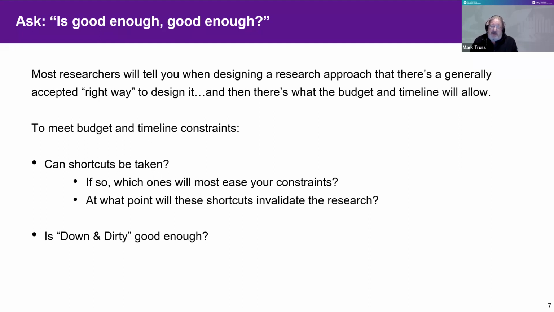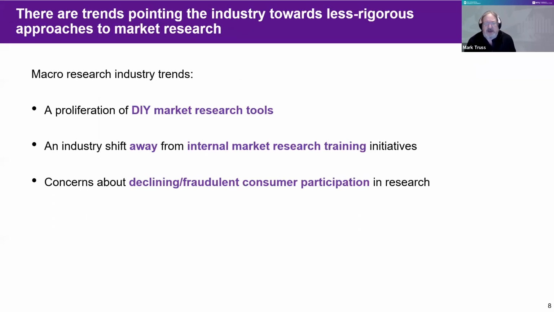But then also, at what point do you take so much rigor out of the process that the research or the data is no longer valid? The output doesn't really answer the question in a way that provides enough rigor behind it that you have confidence in those responses. So the question becomes, is down and dirty good enough? And where is good enough? And do you feel, as the provider, good enough about those answers?